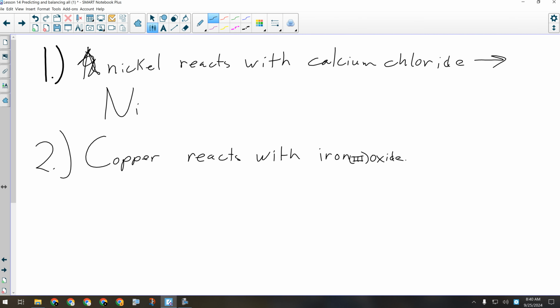So I'm going to write out that I have nickel, and it is reacting with calcium chloride. CaCl, that's a -1, that's a +2, so we have CaCl2. What kind of reaction is that? So who's the nickel going to replace? Calcium. So nickel is going to end up with chlorine, and calcium will end up by itself.